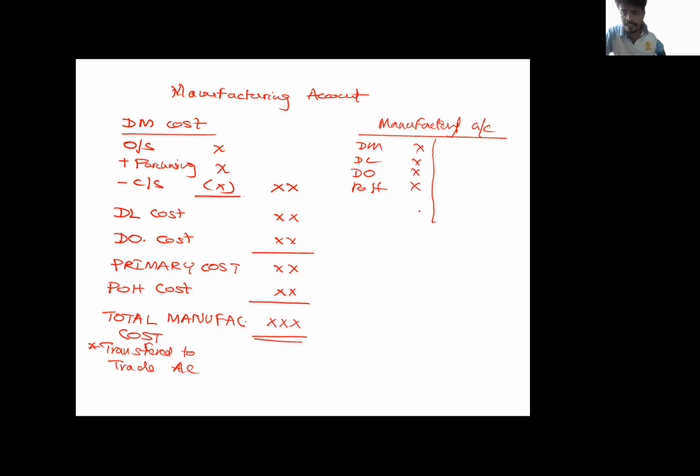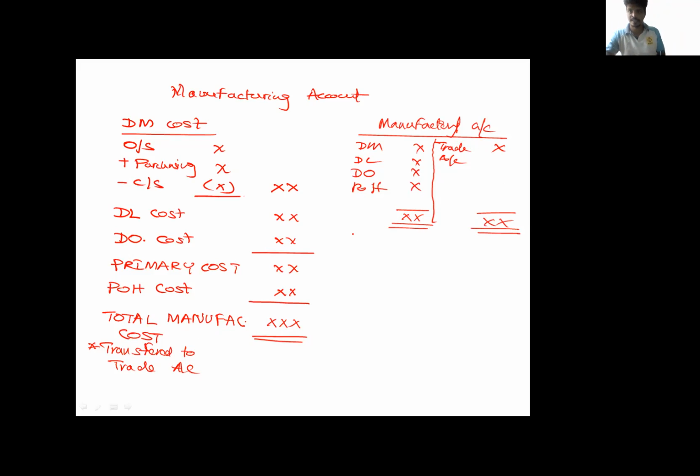Okay, then what you can do is you can get the total here. Okay, then this balance transfer into trade account. Okay, if we make it in column form, we can write transferring the amount to trade account here, transferring the total cost to trade account.